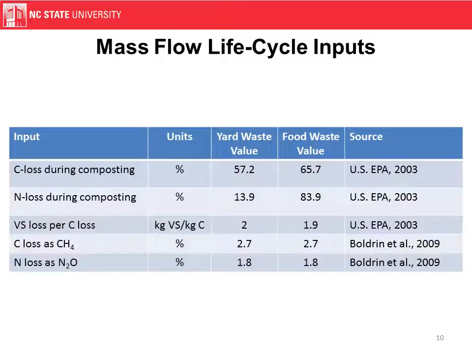Here's just a quick overview of some of the critical mass flow inputs for the life cycle model. These have largely to do with biodegradation and the off-gassing that occurs in the active composting phase and in the curing phases of the process. Mostly it's looking at carbon and nitrogen loss and exactly what those losses end up as. So carbon, some of it goes to methane, nitrogen, some of it goes to nitrous oxide, both of which are critical greenhouse gases.